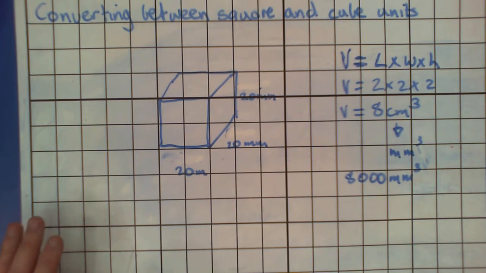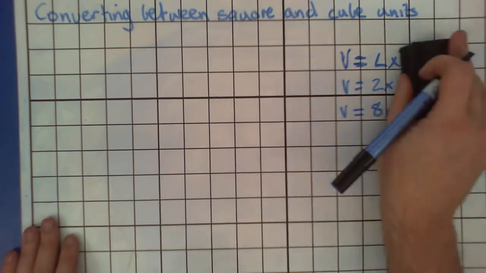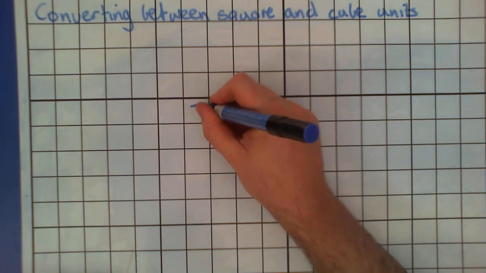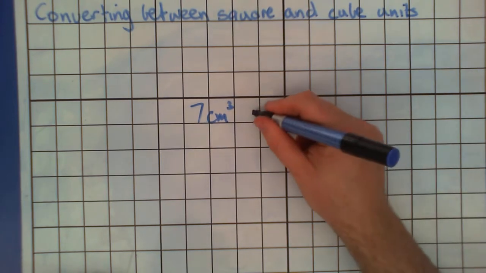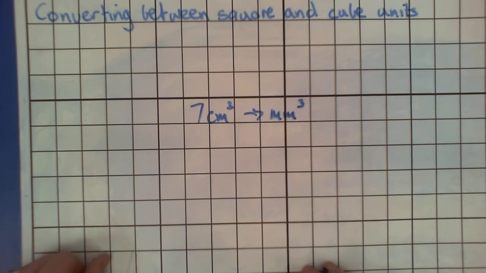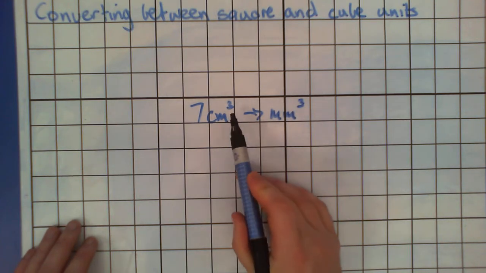Now again, you're going to see this is very similar to what we just did with our area, but for our volume. This time we don't have our dimensions, we just have a quantity. A good example is 7 centimeters cubed, and I want to convert that to millimeters cubed. I need to think, it's a volume, so how many dimensions does it have? It's got 3. It actually tells us in our units that we've got 3 dimensions.